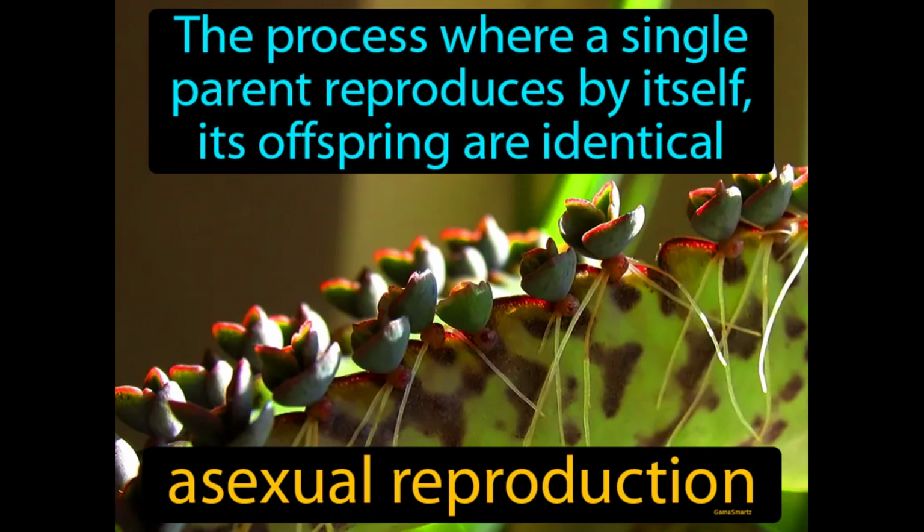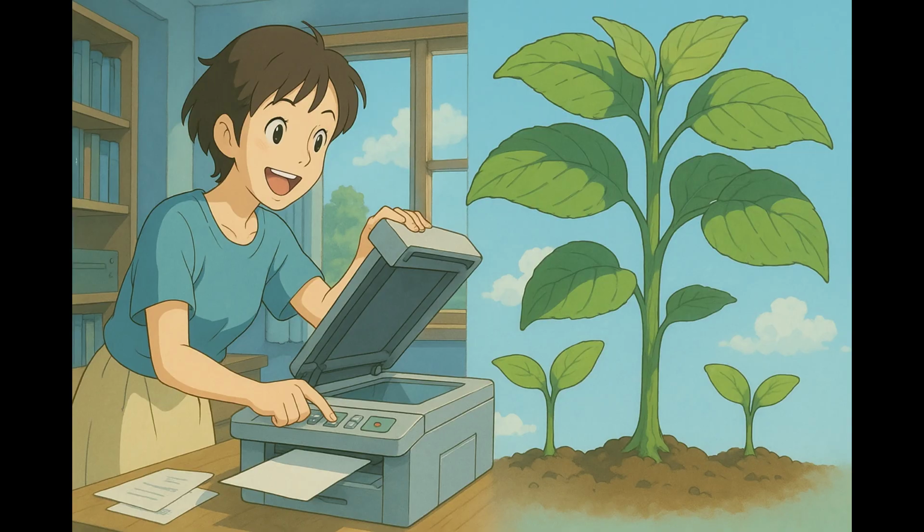The process where a single parent reproduces by itself, its offspring are identical. Asexual reproduction is when an organism makes a copy of itself without needing a mate. Imagine you're making a photocopy of a document at home and all you need is one perfect duplicate.